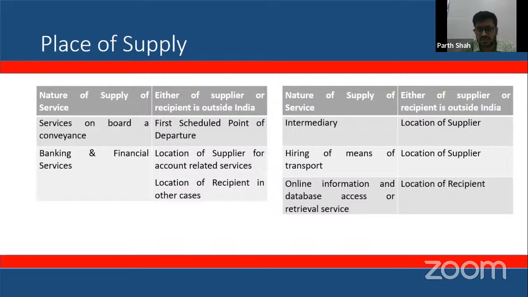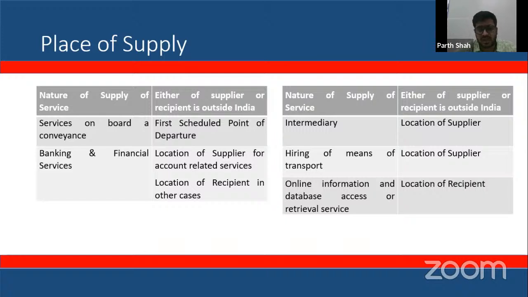The next one is intermediary. A very classic example: as an exporter of goods from India, I have obtained a particular order from a customer who is outside India via an intermediary, via an agent who is also outside India. So in that case, when I am paying a commission to that intermediary, I will not be expected to pay tax under reverse charge because the place of supply is outside India. The supplier, that is the commission agent, is also outside India.